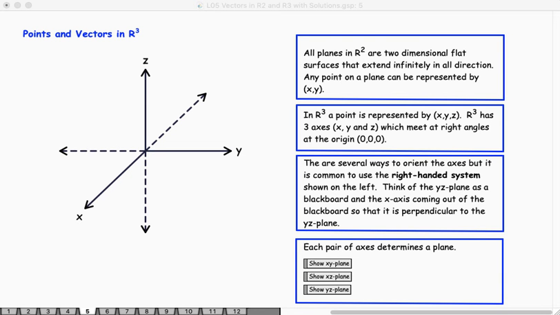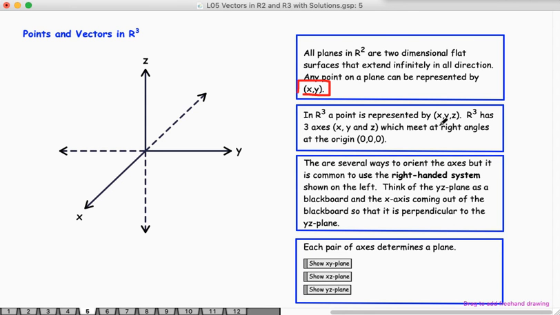All right, so in R2, you're used to R2 being sort of a rectangle on your desk facing you if it's a piece of graph paper, or you're used to seeing it on the smart board or a blackboard on a bit of a vertical surface. So no matter how we look at it, they are flat surfaces that extend infinitely in all directions. And any point on that plane can be represented with 2 coordinates, x, y. What we're going to do now is go to R3.